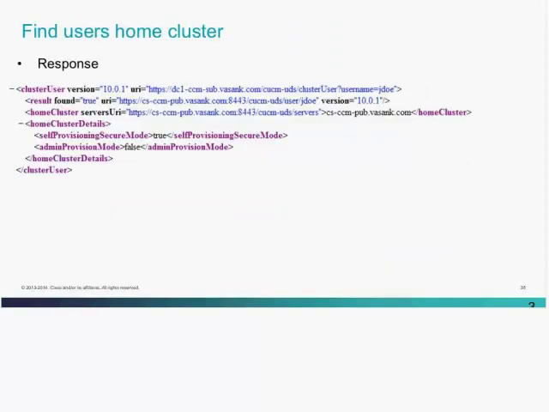All right. Eventually, the response that comes back for the request that we sent earlier would look like this, where the request came from dc1 ccmsub.vasanth.com for user JDO, and the response contains the home cluster of that particular user, which is CS-CCM pub, and it also mentions whether the self-provisioning mode and admin provision mode is set to true or false.